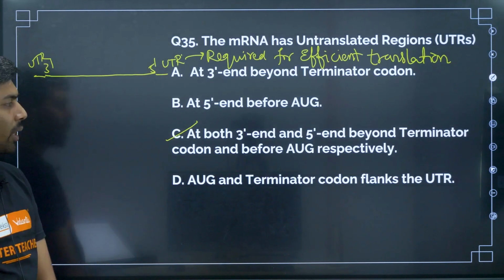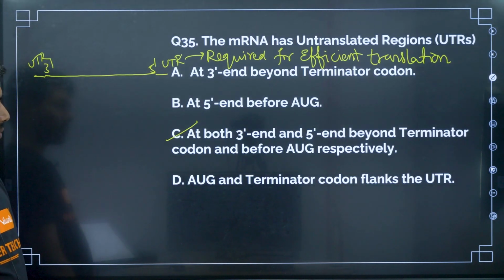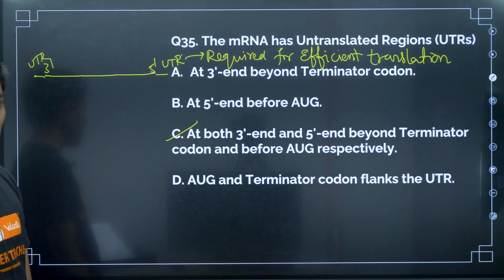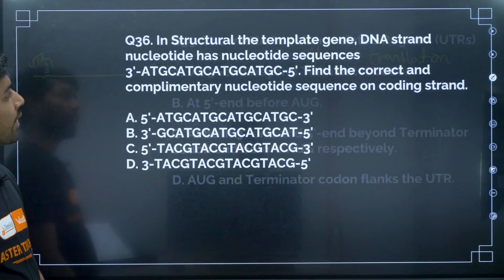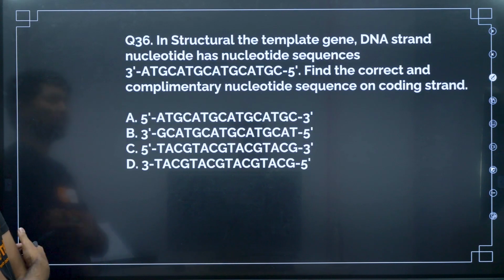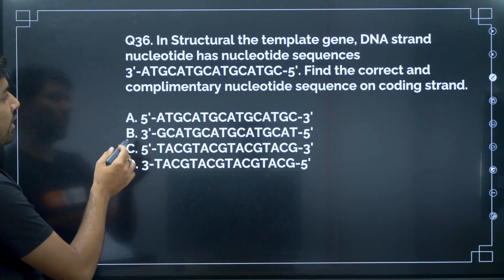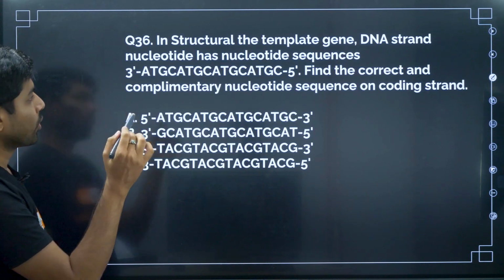Before the terminator codon and beyond the terminator codon and before the AUG respectively, right? Therefore option C is the right answer. Now look at question number 36, a very simple question, right? If you simply know that there is base pairing, you're good to go.